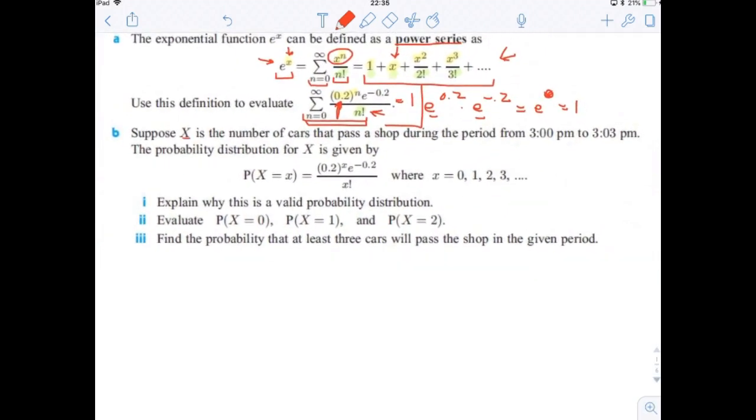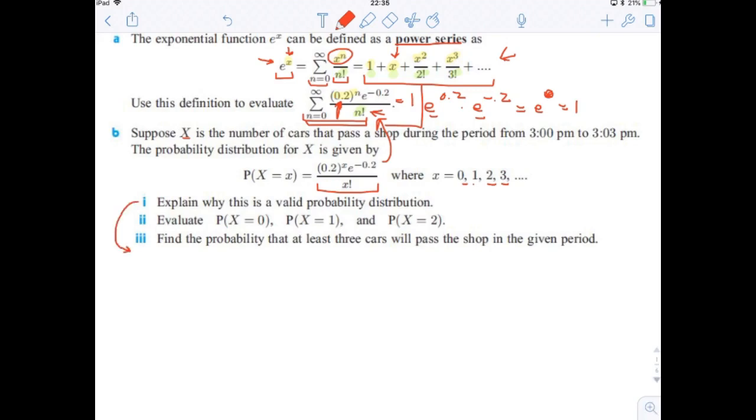Suppose the random variable x is the number of cars that pass a shop during the period from 3 p.m. to 3:03 p.m. The probability distribution for x is given by this function here, which happens to be the same as that function there, okay? Where x equals 0, 1, 2, 3, those are the number of cars. Explain why this is a valid probability distribution.